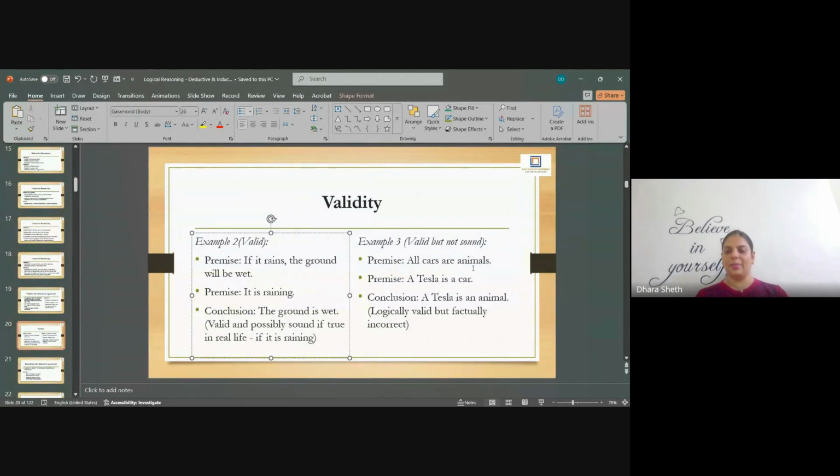All cars are animals. Tesla is a car. So Tesla is an animal. Logically valid, factually incorrect. That is validity. Clear with the concept of validity? Okay. Now let's go through the second concept.